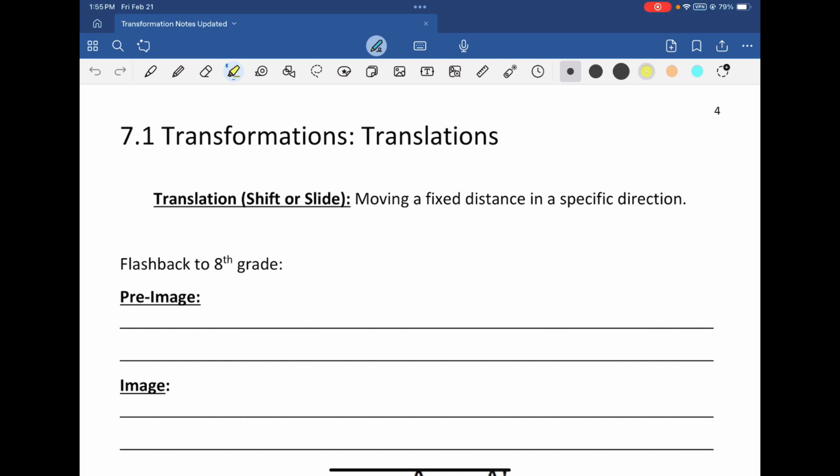Let's do some review. Right here, a translation. The definition of that, it's a shift or a slide. It means that we are moving a fixed distance in a specific direction. Fixed distance is really important in that scenario. So essentially we're just sliding or moving a shape.